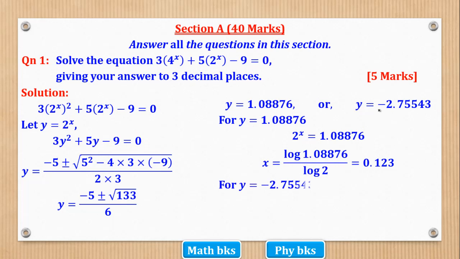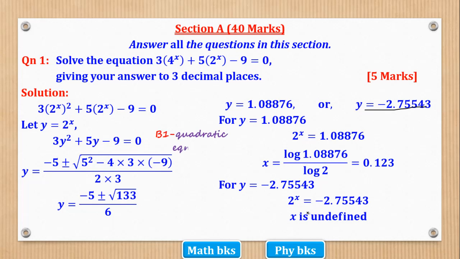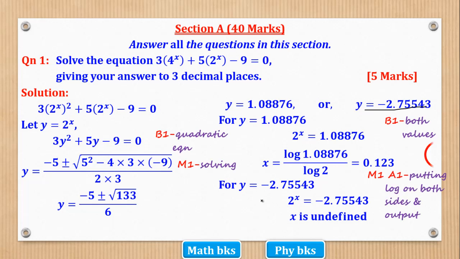What about y equal to a negative? When you take a log, it means x is undefined. And that's how the marks would be awarded.